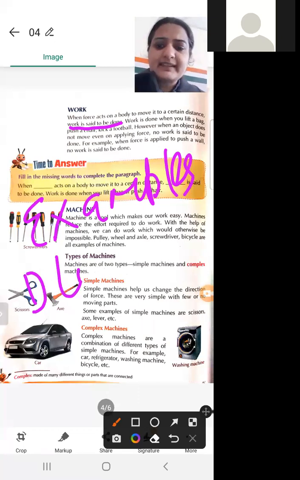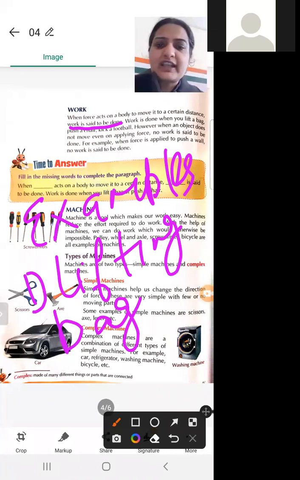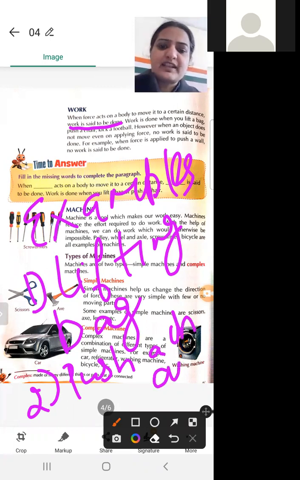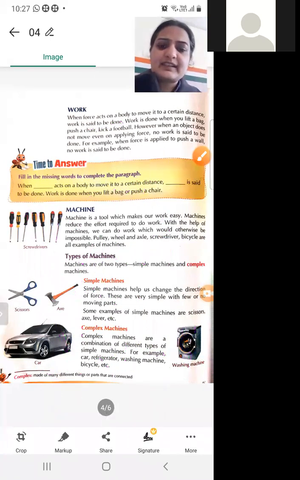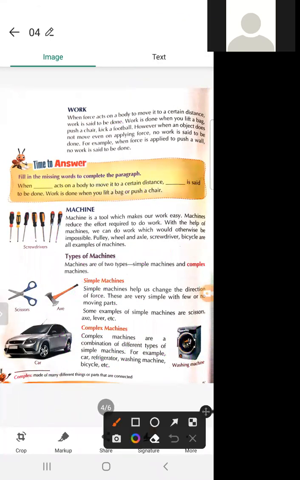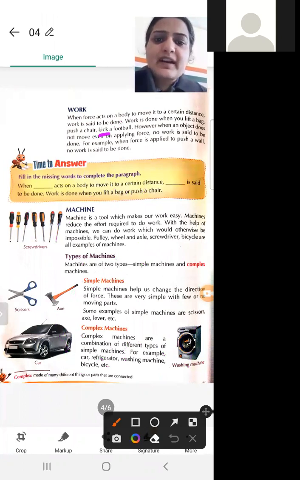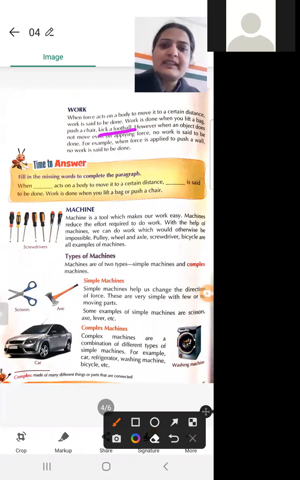First is lifting a bag. If we lift a bag, work is done. Second is pushing a chair. If we are pushing a chair, then work is done. Third example of work done is kicking a football. So these are three examples of work done.